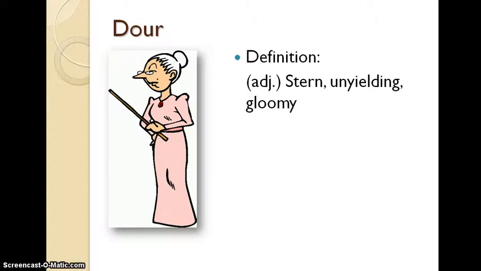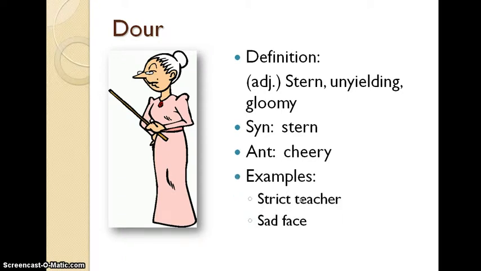So stern just means sort of serious, but you can be serious without being mean. I think dour has a little bit of a connotation that it's kind of mean. So you're stern, you're serious, you're mean, you're unyielding, you don't budge, and you're kind of gloomy. Stern's a good synonym. We'll stick with that. An antonym would be cheery. And examples would be a strict teacher, like Mrs. Robinson, or a sad face. So don't be dour and sour. Be happy.